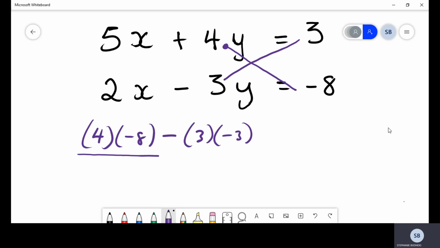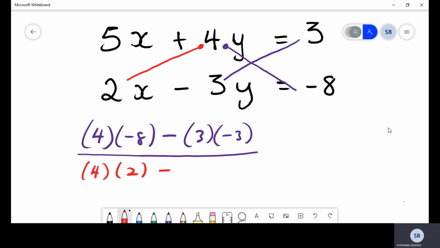Then we're going to create a denominator. And our denominator is also going to be a simple cross multiplication, like this. Starting once again at that same value, we're going to cross in a different direction this time. So we're going to multiply 4 by 2 and then subtract 5 by -3. And we're done. Pretty much that's it.